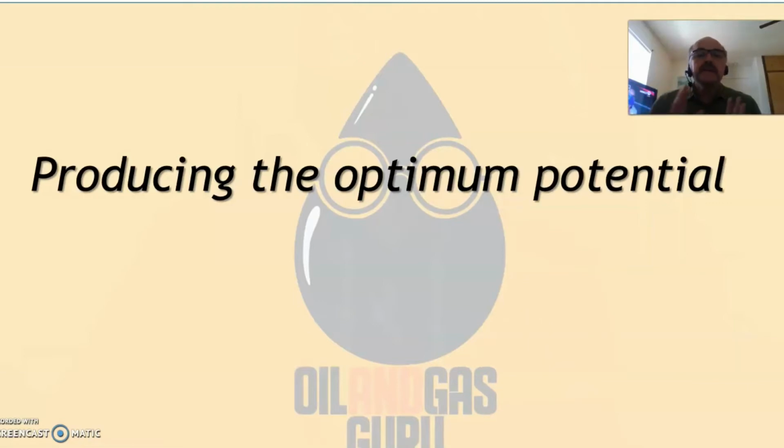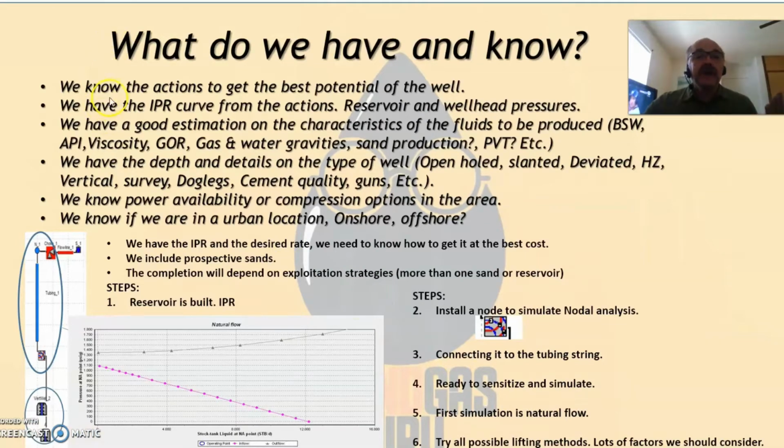In past videos we already established how much the well is going to produce, or how much the reservoir is going to put into the well, according to the actions we take, like a frac job. We know the IPR according to the action. We know this red curve. We know the actions and the results.